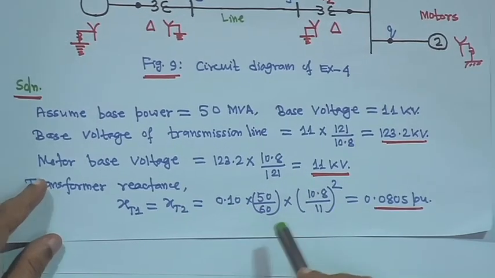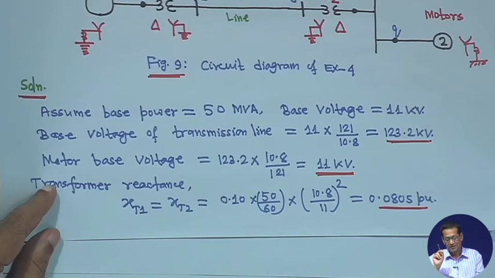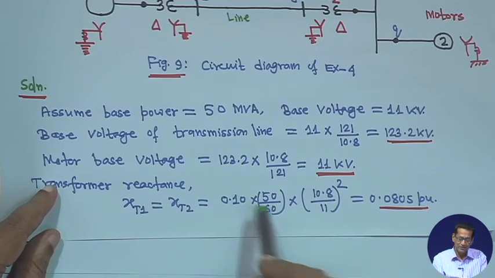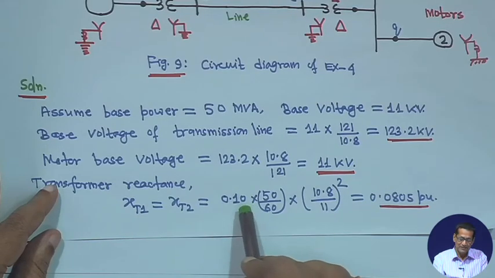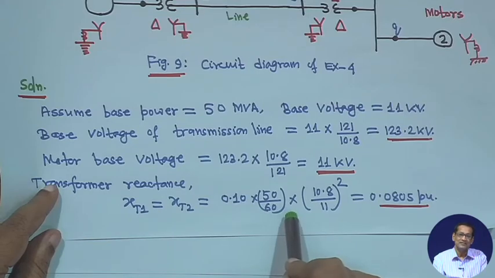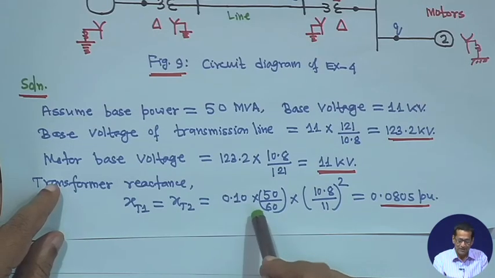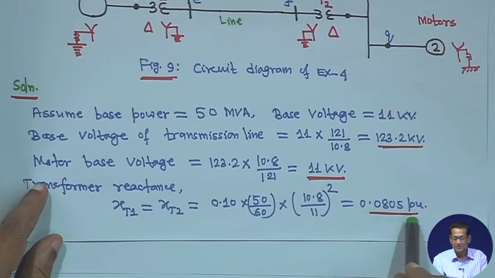First is the transformer base. The base impedance is 10.8 square by 60. If you multiply with that, it is the ohmic value on its own base. Now, we have taken 50 MVA base and 11 kV, so we have to divide by 11 square by 50. So it is 0.1 into 50 upon 60 into 10.8 upon 11 whole square, that gives 0.0805 per unit.